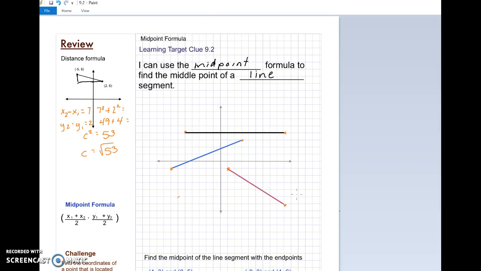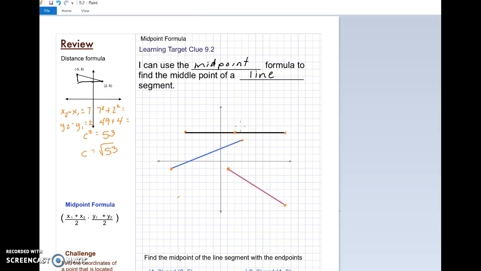Let's start by looking at this black one. This black one is a horizontal line, and we could simply count: 1, 2, 3, up to 14. It's 14 units long, so that means halfway would be 7 units in between, right? So if I count 1, 2, 3, 4, 5, 6, 7, there's the midpoint.